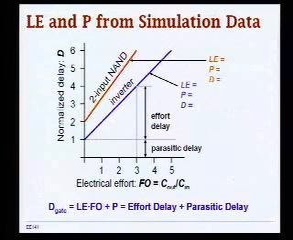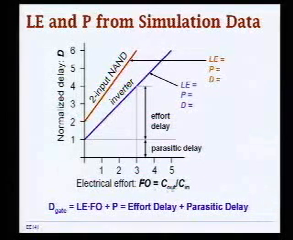So this is another way you can estimate logical effort and parasitic delay from simulation data. What you can do is set up an experiment and change the load at the output, and then measure the delay, normalized to the time constant of an inverter. So what you know from the logical effort theory is that the delay of a gate expressed in these relative units, normalized to the time constant of an inverter, is simply equal to the sum of 2 terms.